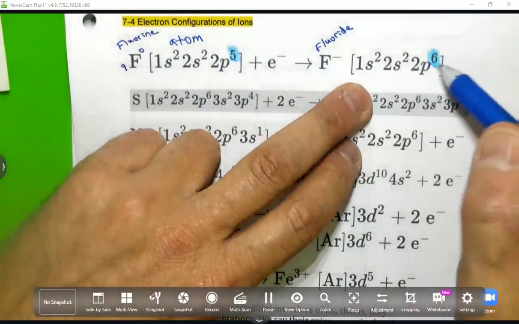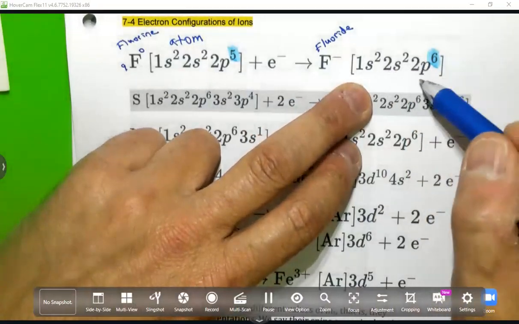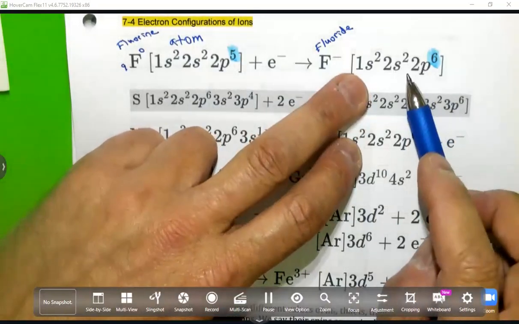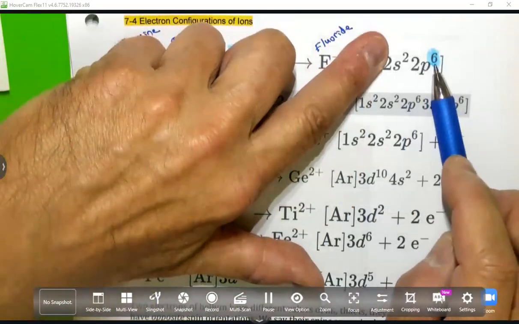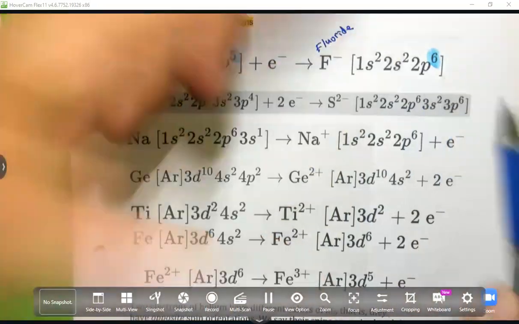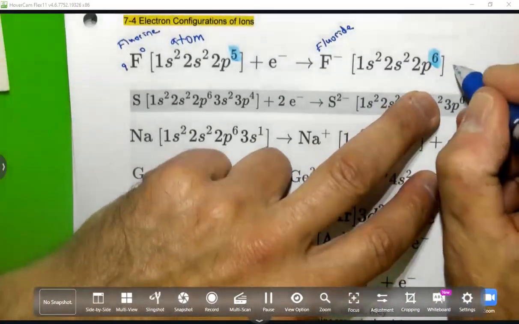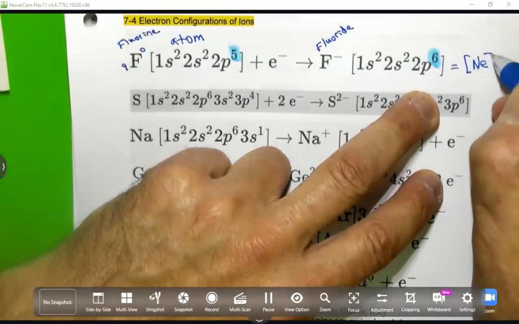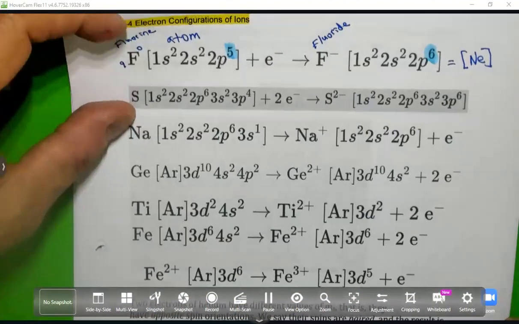Fluoride, what is the noble gas configuration? Why does it do this? It attains a noble gas configuration. How many valence electrons? 8, right? It's always attaining noble gas configuration to become more stable. What is the noble gas? Neon, right? Neon.